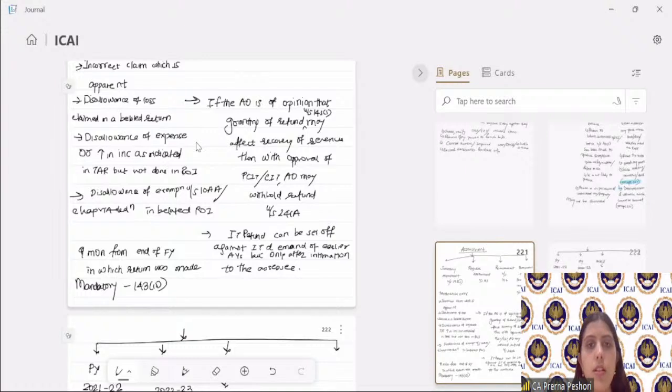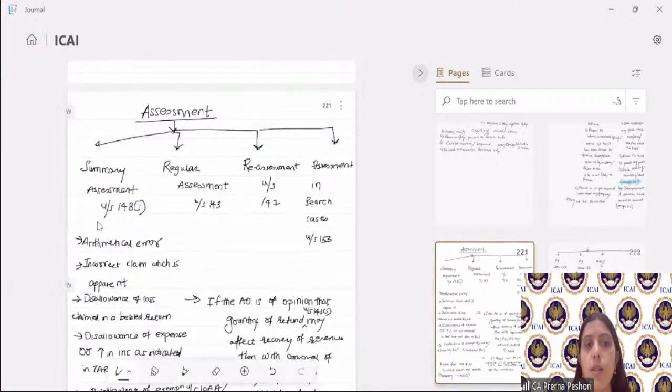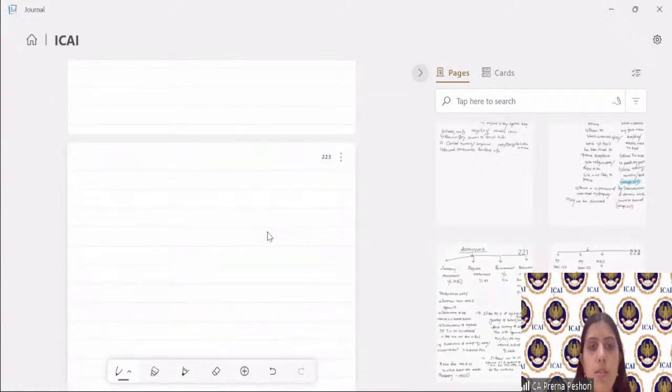Okay, students. So let's start with it. Now we are proceeding towards the regular assessment. As I told you, first we have the summary assessment under 143(1) and then we are progressing towards the regular assessment under 143(2). So let's talk about the regular assessment.